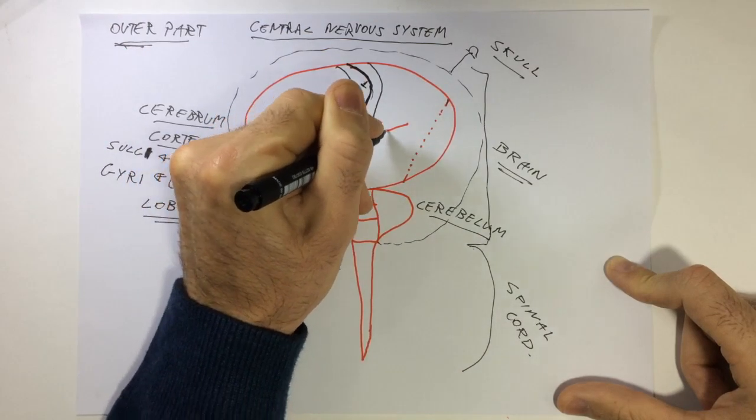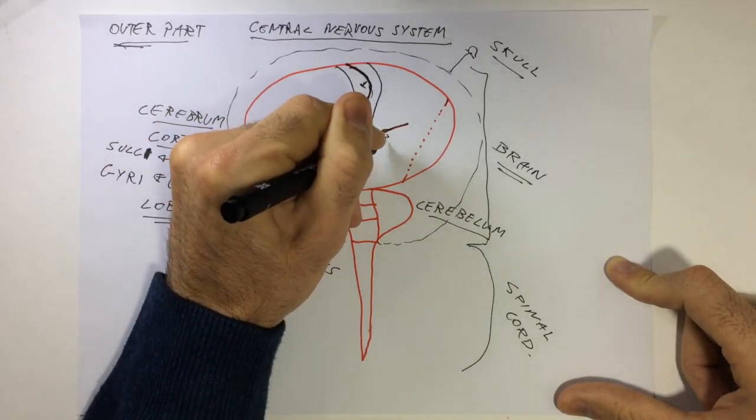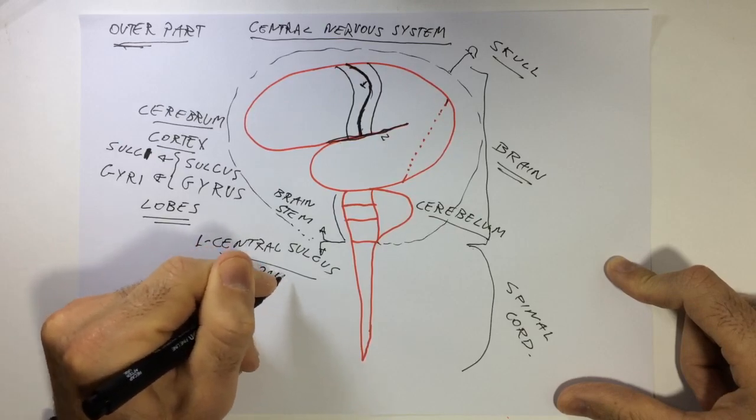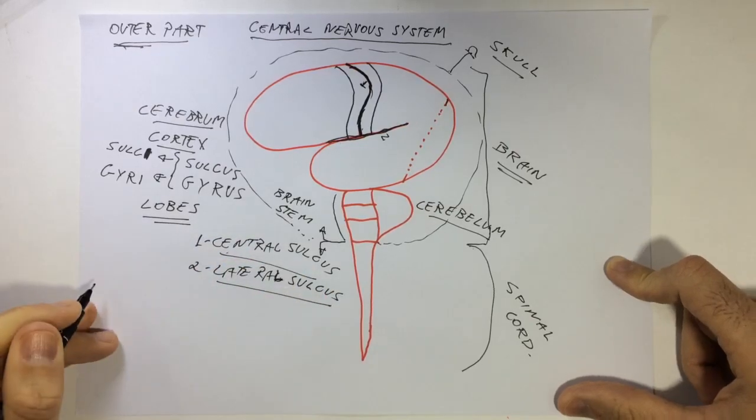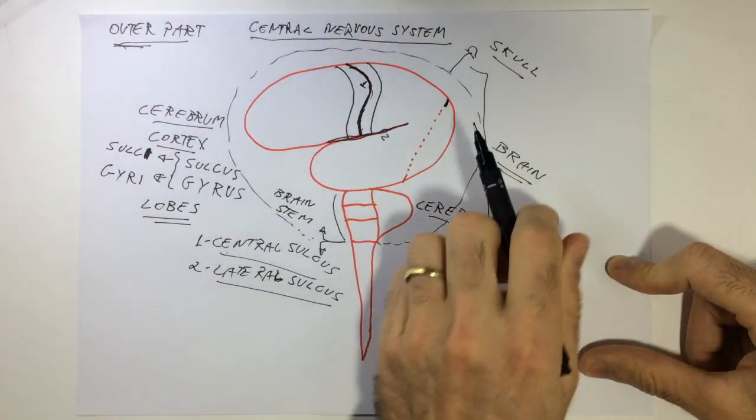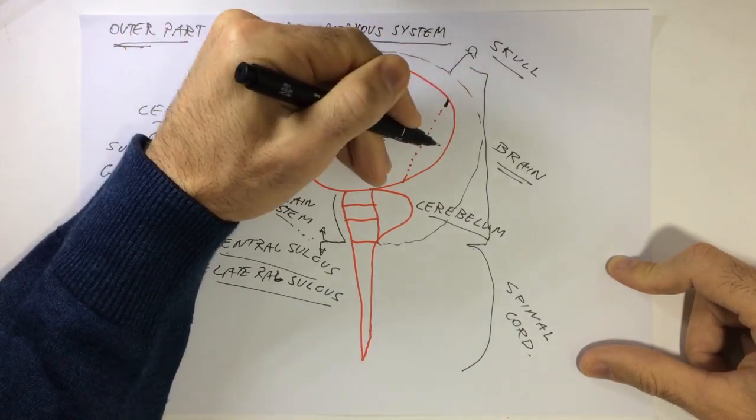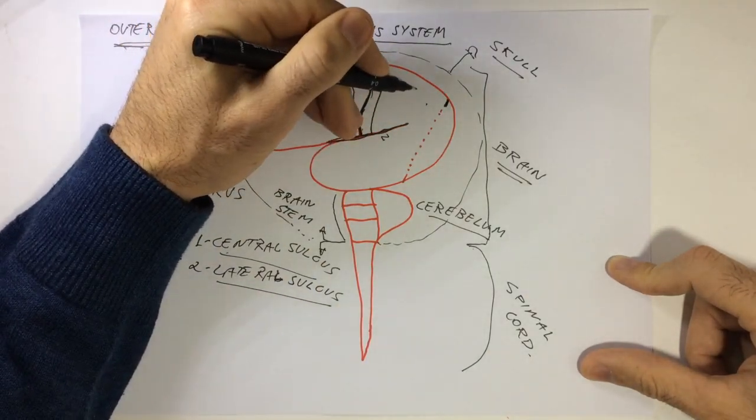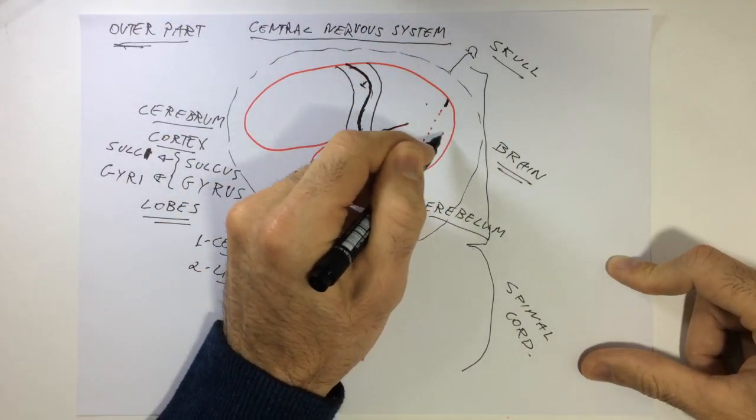This other sulcus, number 2, is the lateral sulcus. This one here, because this sulcus actually divides this lobe and this lobe, and as we're going to see in a little while, this lobe here is called the parietal lobe, and this one here is called the occipital lobe.